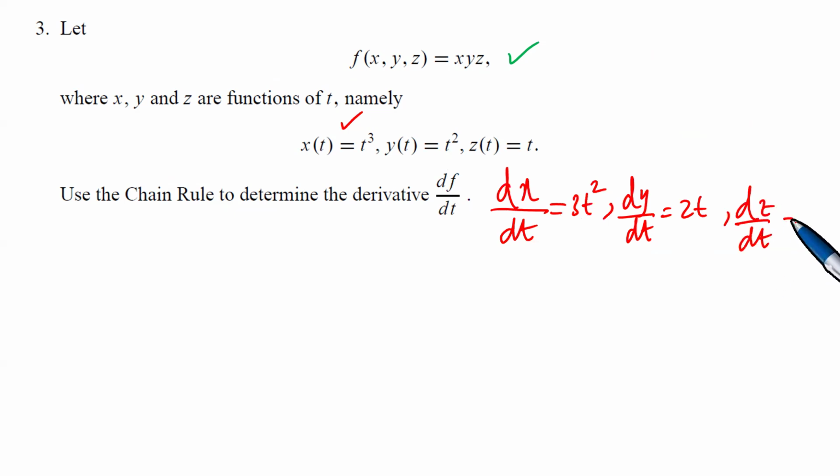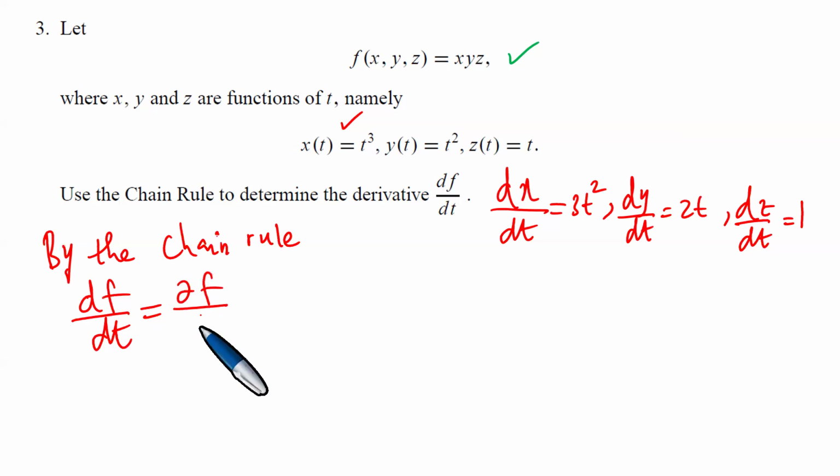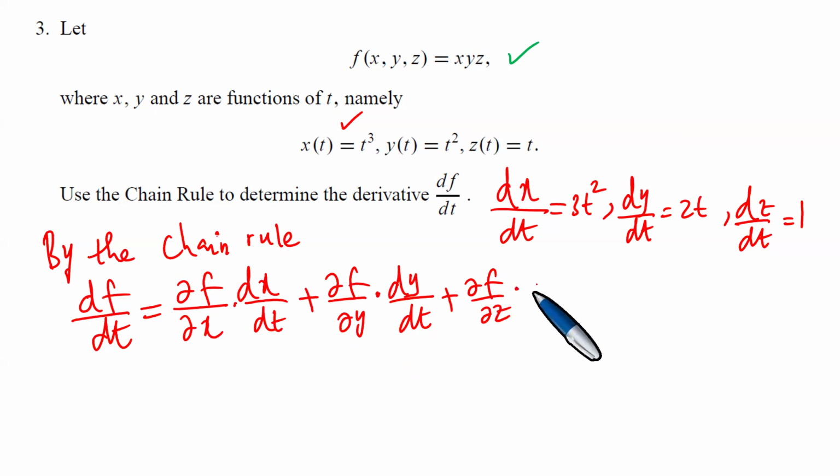dz dt is 1. By the chain rule, which means we have df dt equals df dx times dx dt, plus df dy times dy dt, plus df dz times dz dt. So that you have df dt.